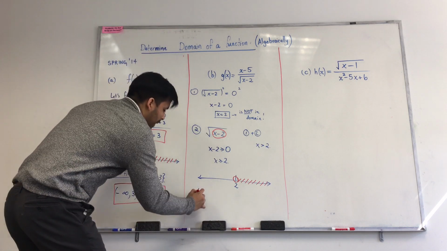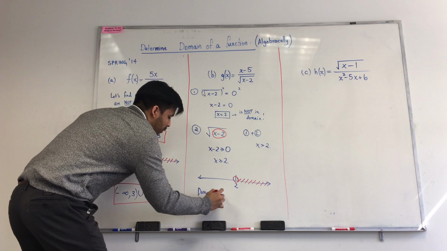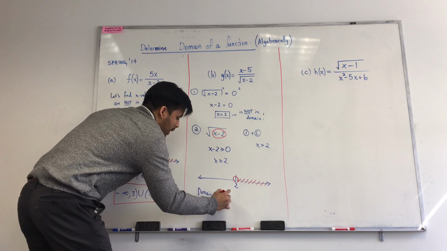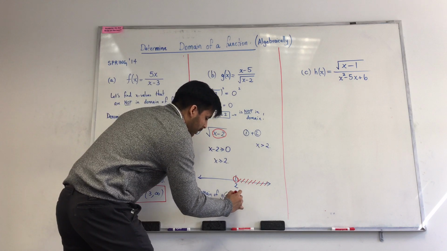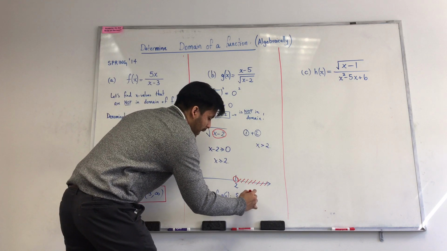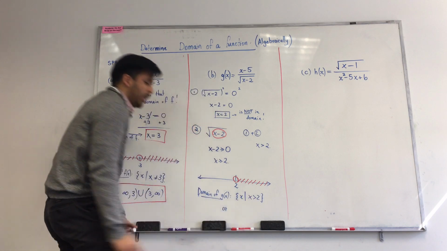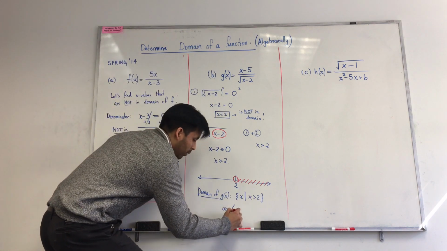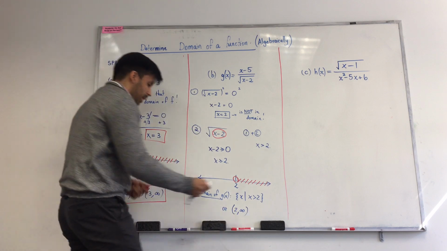So then my domain of g would have to be, you can say, the set of all x values such that x is greater than 2. Or in interval notation, I can say that it goes from 2 to infinity. So this would be my domain.